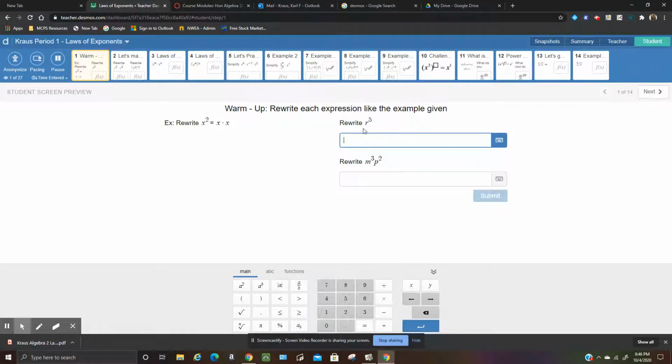So what does r to the fifth mean? It means r times r times r, 5 times. So 1, 2, 3, 4, 5. What does m cubed p squared mean? It means m times m times m times p times p.